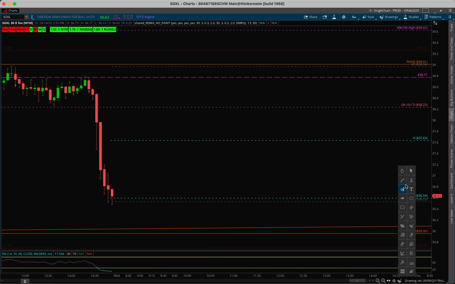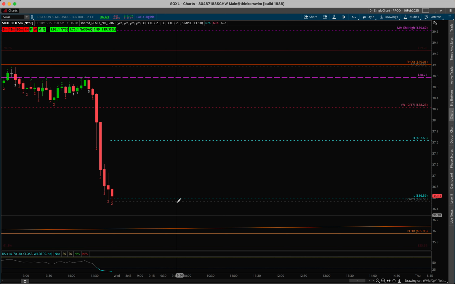All right, so let's get out the right tool here, and let's just say the overnight high and overnight low don't move, and we open up tomorrow right here at 37.19.